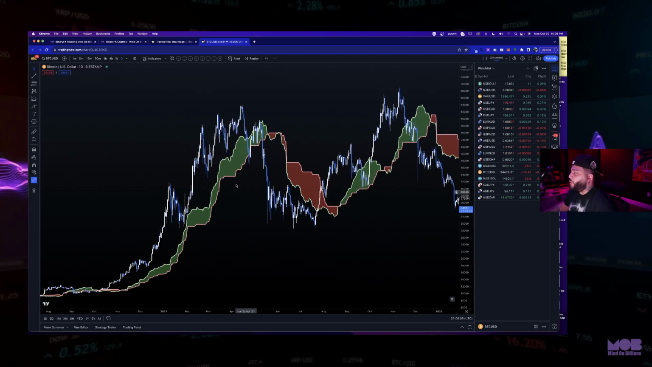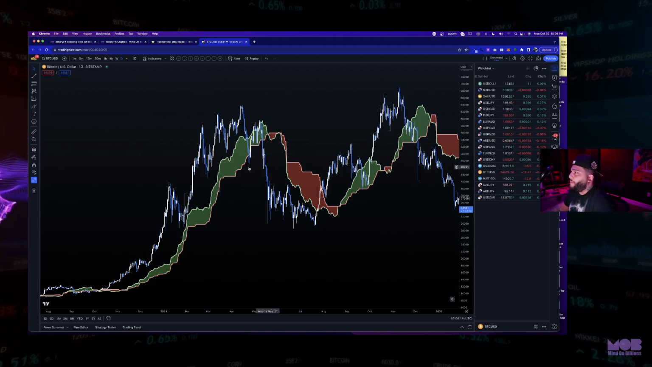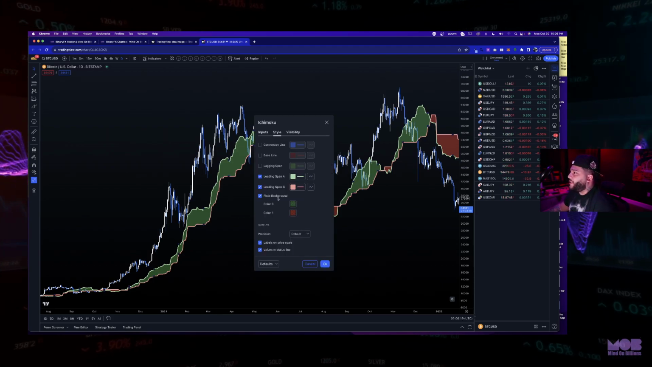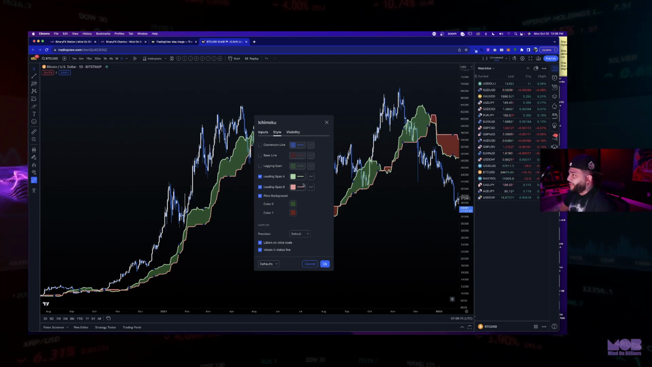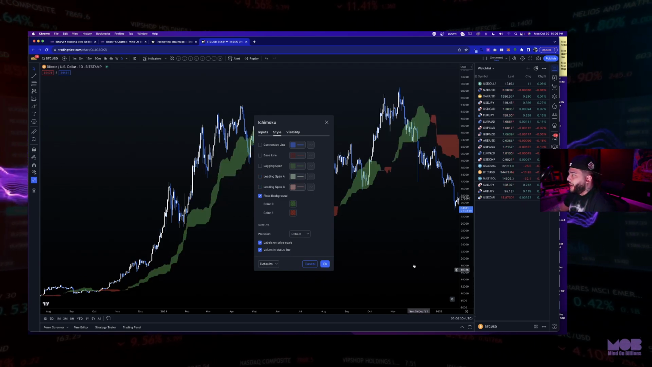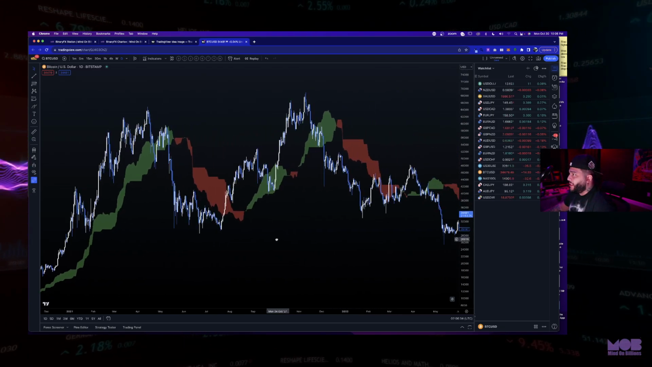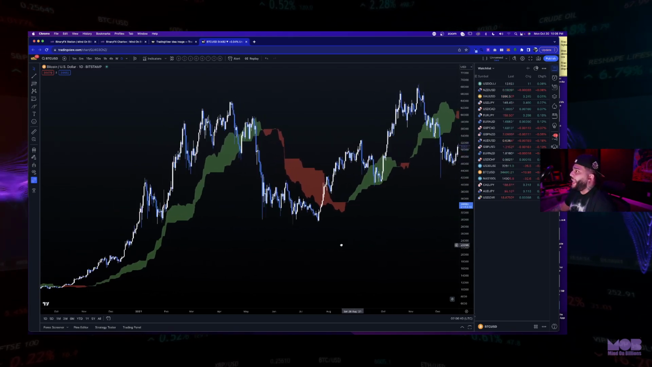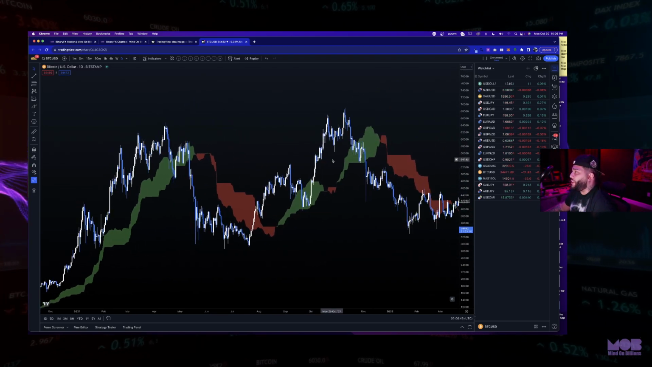And now what we're left with is the leading span A and the leading span B. This is what primarily makes up the clouds. Because the plot's background is already going to tell me where the leading span A and B are, I just like to remove those, and I only keep the cloud. I don't really need anything else. When I'm looking at the charts, I'm really using it just for the cloud. I like to know where the longer term trend is heading. And so far, so good, it's on point.